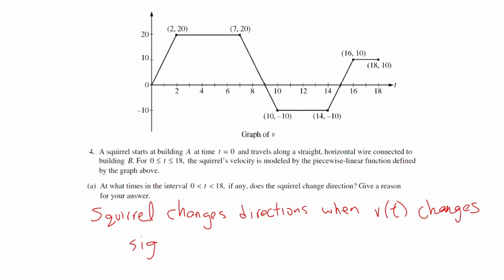And the two places that happens are when this velocity curve goes through the t-axis, so at t equals 9 and t equals 15. And so that's just worth 2 points, actually, 1 for the values and 1 for the explanation that whenever the velocity changes signs. So 2 points there for part A.